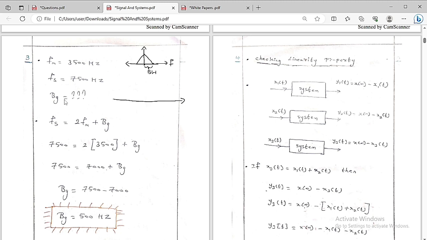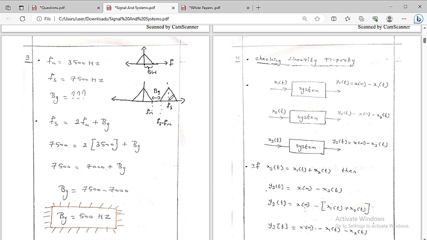So let me draw the picture here. I've already told you this concept. After the convolution, we are going to get a graph like this. This is Fs. This is Fs minus Fm. This is Fm, as I already told you. And this is the guard band, Bg, which I am going to write. This is the gap we need to keep if we don't want any overlap to happen. So this follows the guard band.